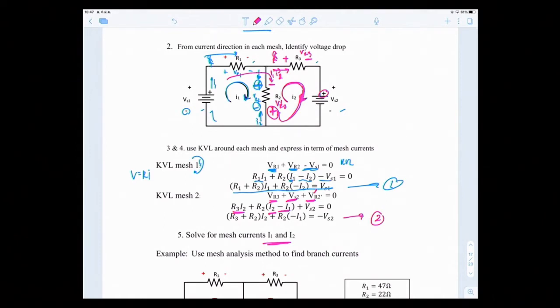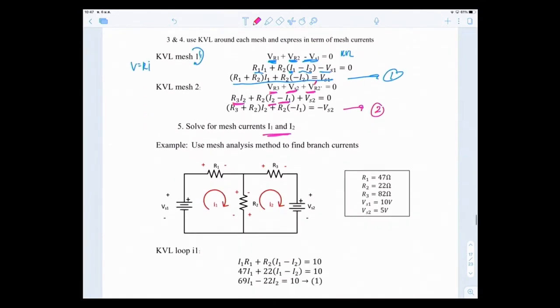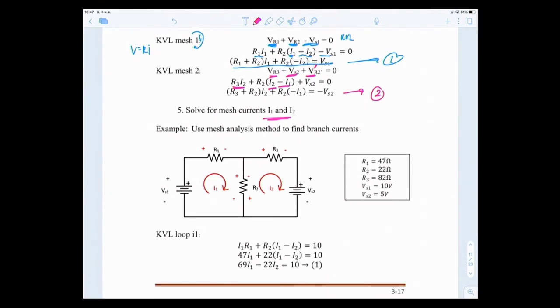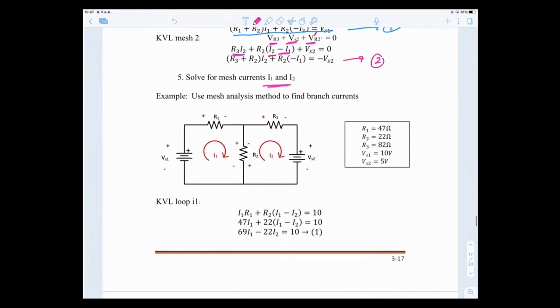See, as simple as that. So it's a mixture of KVL and Ohm's law. And for the nodal analysis, it was KCL and Ohm's law. Okay, so this is just putting in the values. You can copy it and try to do it by yourself.